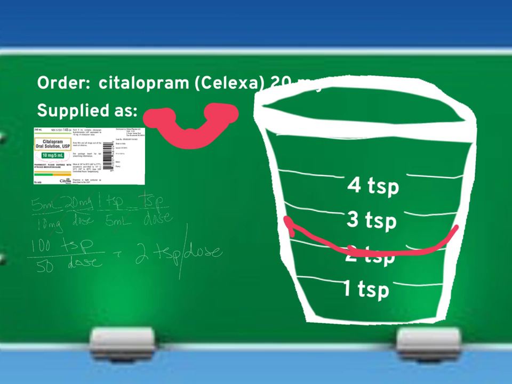Okay, and like I said, that top of the line is going to go up a little bit higher. What you want is for the bottom of the meniscus, which is that curved line, to be level with the line that you are measuring to.